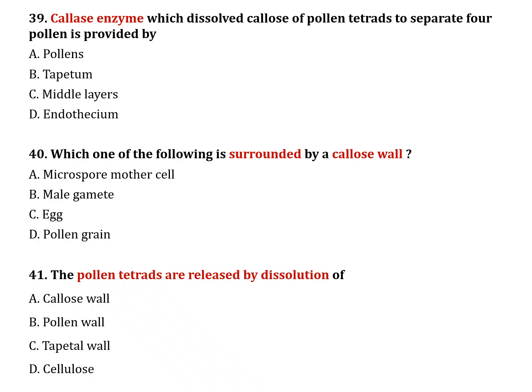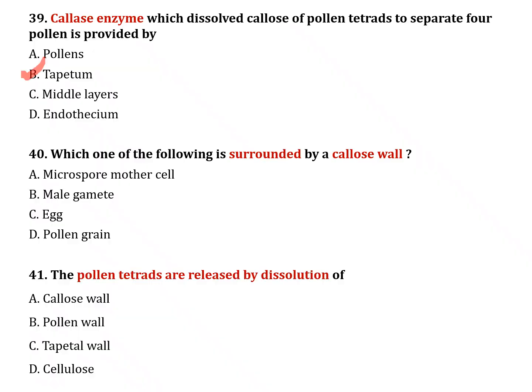The next question, number 39. Callase enzyme, which dissolves callose of pollen tetrad to separate four pollen, is provided by: option A, pollen; option B, tapetum; option C, middle layer; option D, endothecium. Correct answer is option B, tapetum.